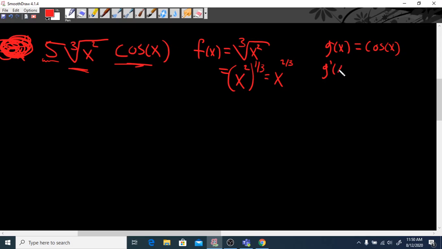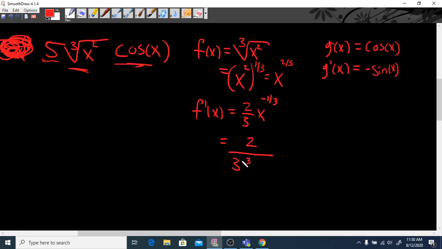So the derivatives, right? The derivative of g, negative sine. Derivative of f, power rule, right? 2/3 x to the 2/3 minus 1. So 2/3 minus 3/3, negative 1/3. So there's all the pieces. And let me just simplify this a little bit. This is like 2 over 3, and then cube root of x, right? Because the negative exponent's going to go downstairs, become positive, and then x to the positive 1/3 is the same thing as the cube root of x.